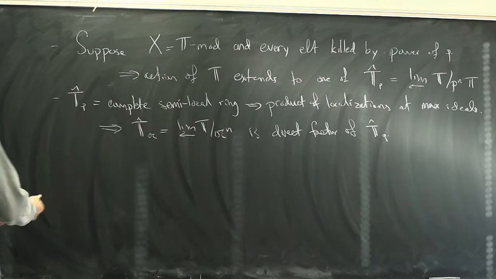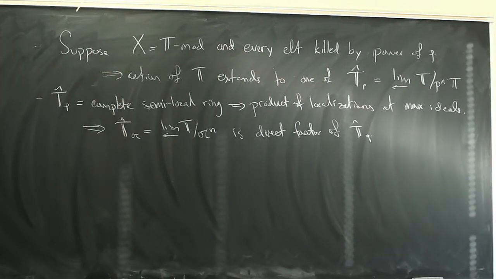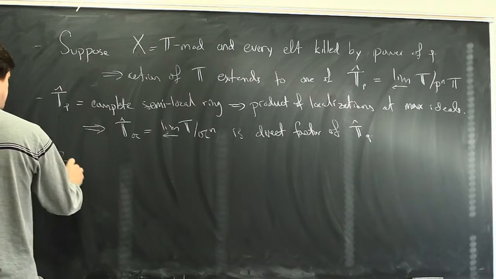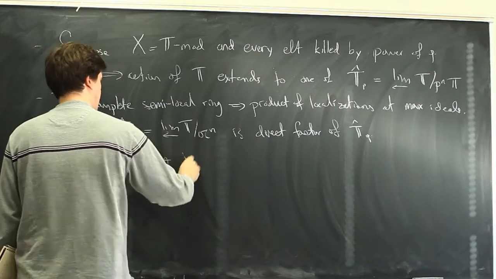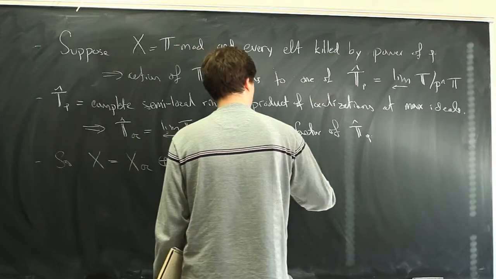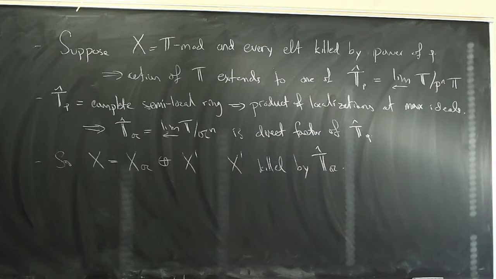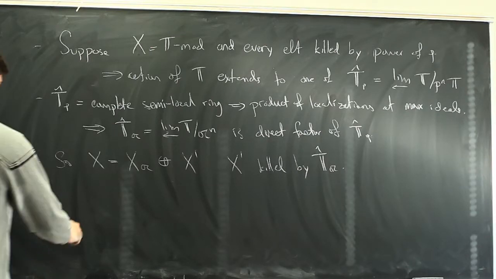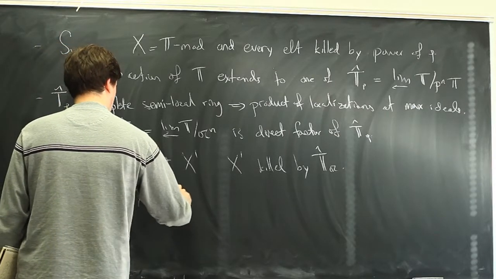So since it's a direct factor, any module over this T hat p, such as X, you can break canonically into a T hat A piece and some other piece. So X is the sum of its localization at A, and some other piece, X prime, which is killed by T hat A. And we can identify this X_A, this localization, with the A-power torsion in X.